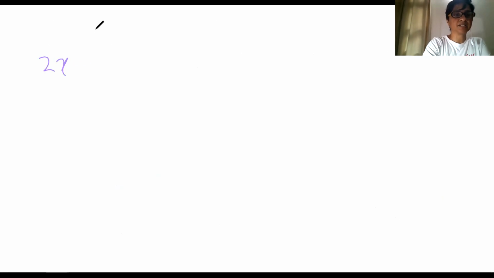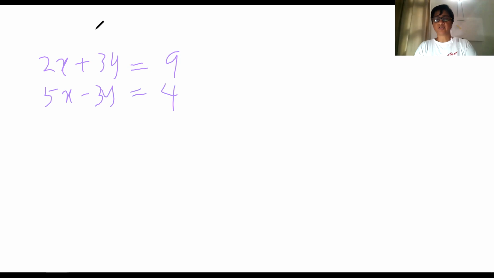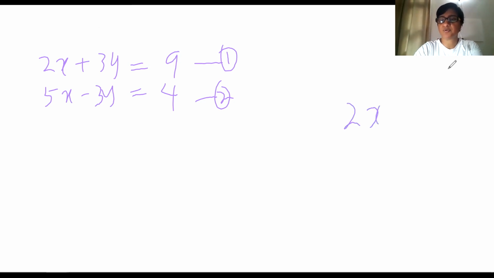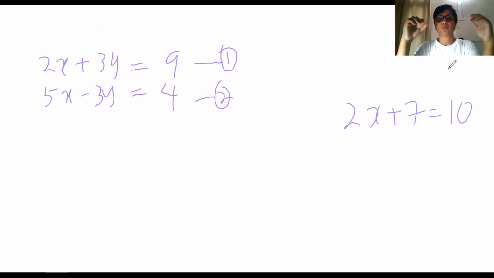So for example, if you have, say, 2x plus 3y equals 9 and 5x minus 3y equals 4 or something. And when you want to solve these two equations, right? There are two methods, substitution and elimination. Now, just think about it: when you have one equation of one unknown, like this, what do you mean by solving?